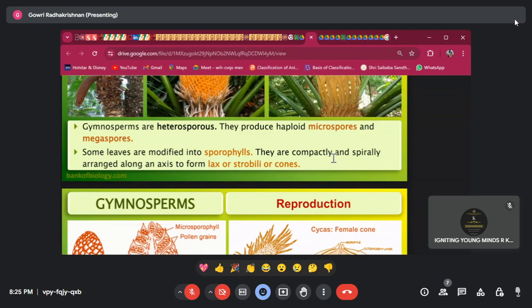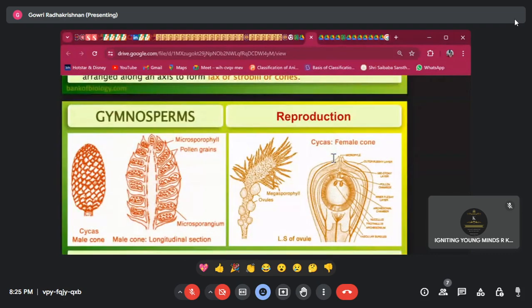They are compactly and spirally arranged along an axis to form laxes or strobili or cones. So the cones look like this. That is a Cycas male cone. This is a cross section of the cone. The big ones are pollen grains. The one holding it is the microsporophyll.